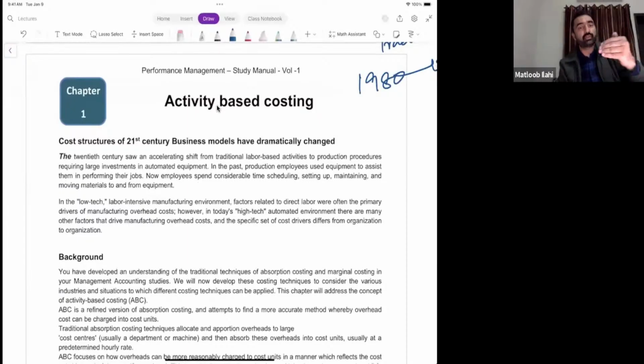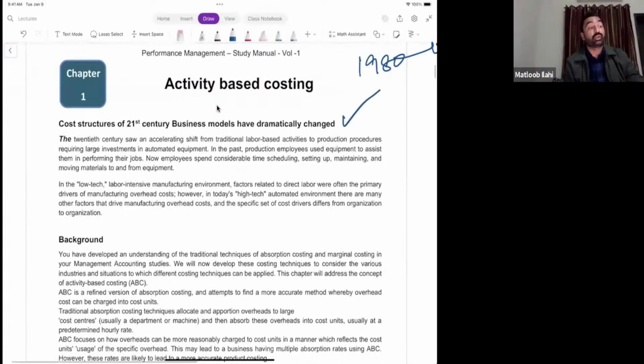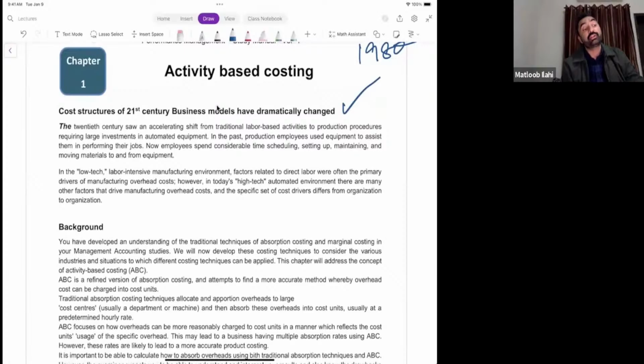And now come to the 21st century. So this is where I have put this heading: cost structures of 21st century business models have dramatically changed. Very interesting. Let's have a quick reading of this so you can have some idea. The 20th century saw an accelerating shift from traditional labor-based activities. What does that mean? That means that previously most of the jobs were done by labor, in production and in services.